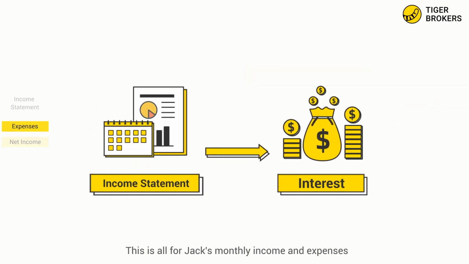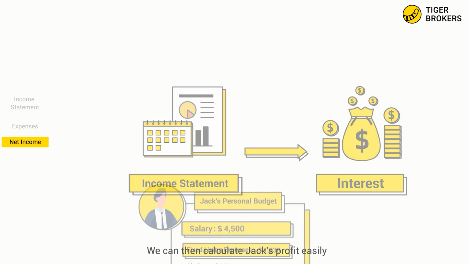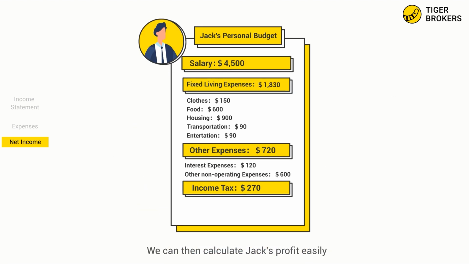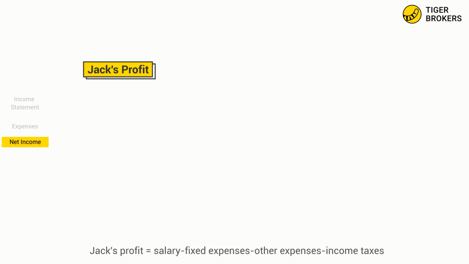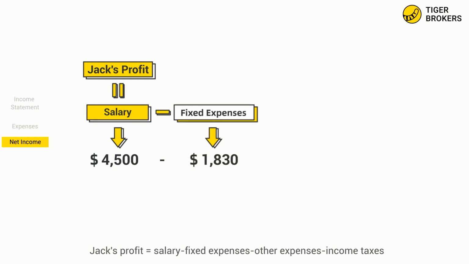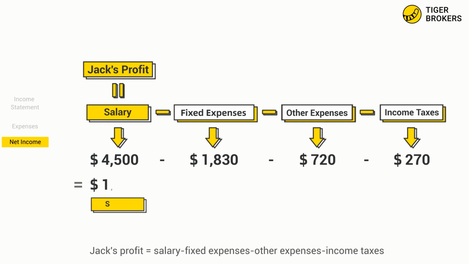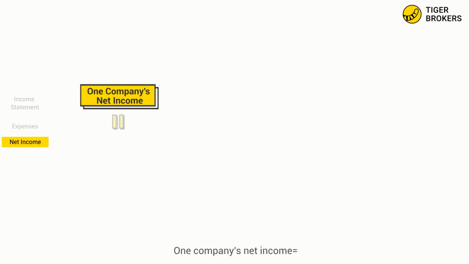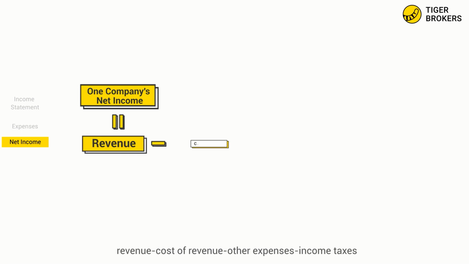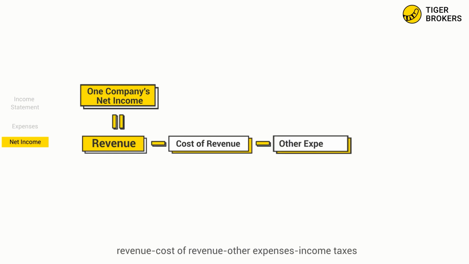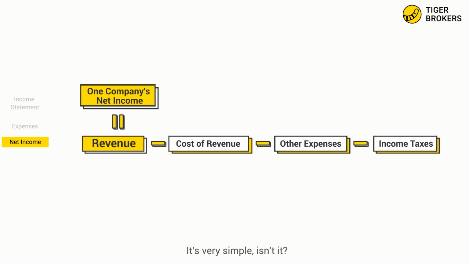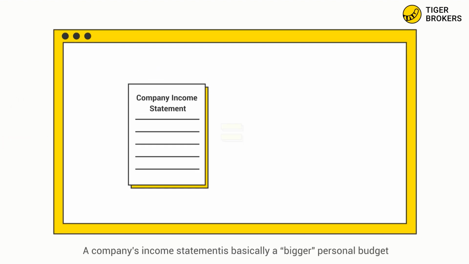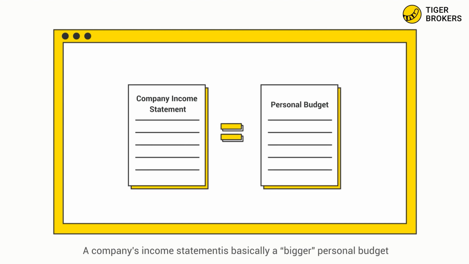This is all of Jack's monthly income and expenses. We can then calculate Jack's profit easily. Jack's profit equals salary minus fixed expenses minus other expenses minus income taxes. Therefore, we can get one company's net income equals revenue minus cost of revenue minus other expenses minus income taxes. It's very simple, isn't it? A company's income statement is basically a bigger personal budget.